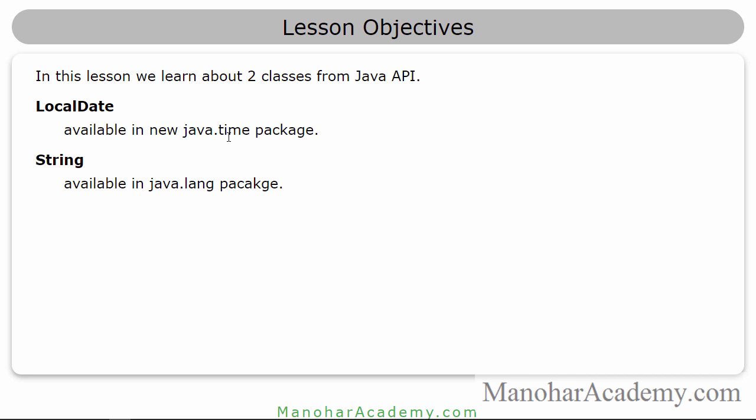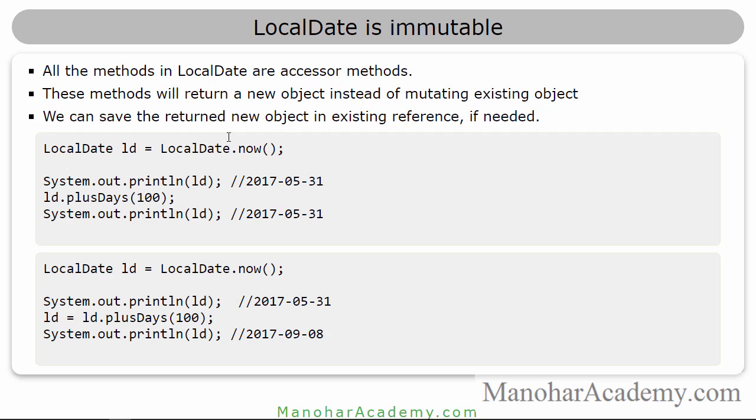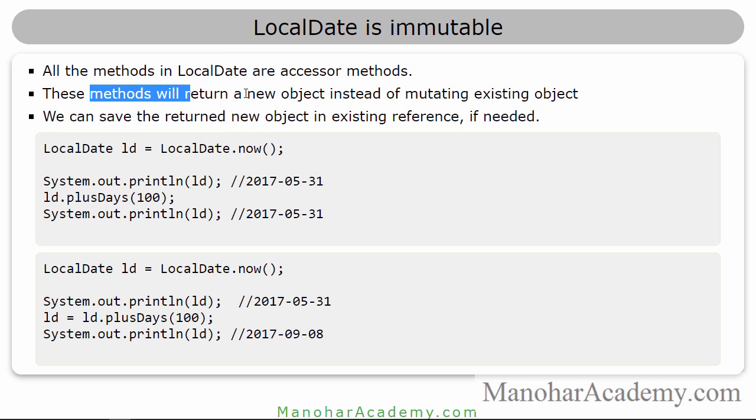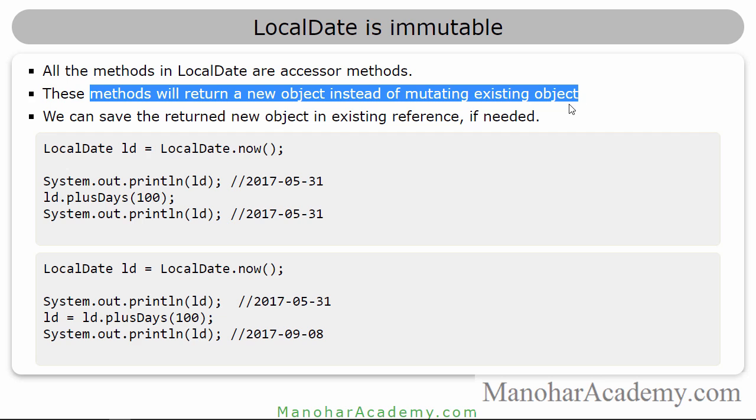Okay, let's get started. So first thing we need to understand is local date is immutable. What do we mean by that? Two or three classes before, we have learned about mutators and accessors. So on an object, if you invoke a method and the state of the object is modified, then we call that a mutator method. If the class is immutable, that means there are no mutator methods on that class. So here we can see that all the methods in local date are accessor methods, and the methods will return a new object instead of mutating the existing object.